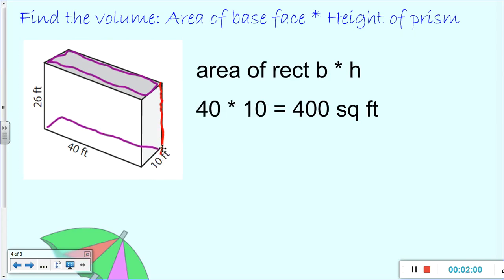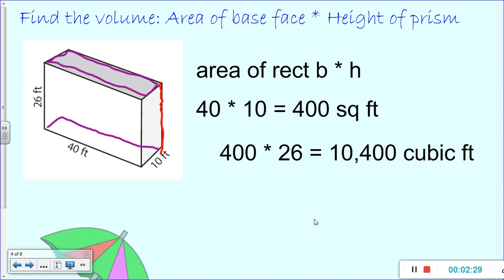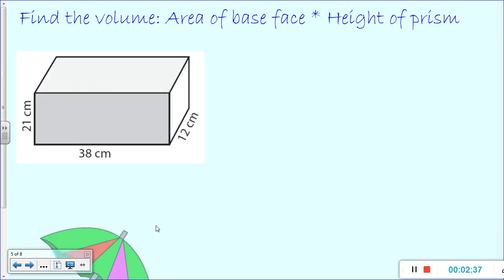The distance between those two rectangles I can see here is 26 feet. So what I need to do is take my 400 and multiply it by 26. And the beautiful power of a calculator tells me, why can't I type right now, that it is 10,400. So that is the total volume of this prism. Now instead of square feet, I need to use cubic feet. Again, I found the area of the rectangle, multiplied it by the space in between the two rectangles. Let's look at one more.